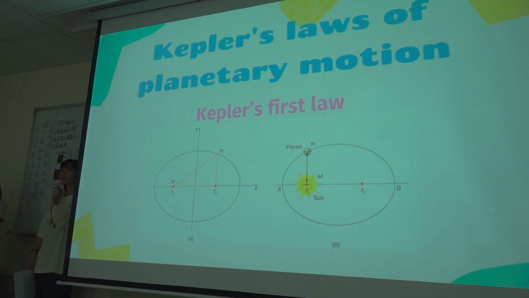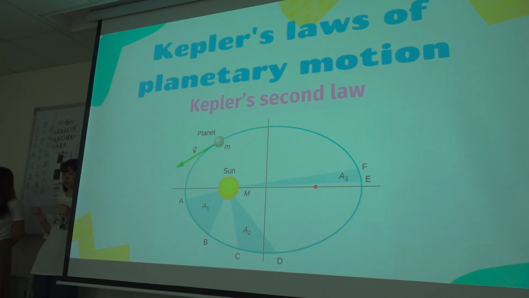Next, I want to talk about Kepler's laws of planetary motion. Kepler's laws of planetary motion, in astronomy and classical physics, are laws describing the motions of the planets in the solar system. The first law states that every planet moves along an ellipse with the sun located at a focus of the ellipse. And the ellipse is defined as the set of all points such that the sum of the distances from each point to the two foci is a constant.